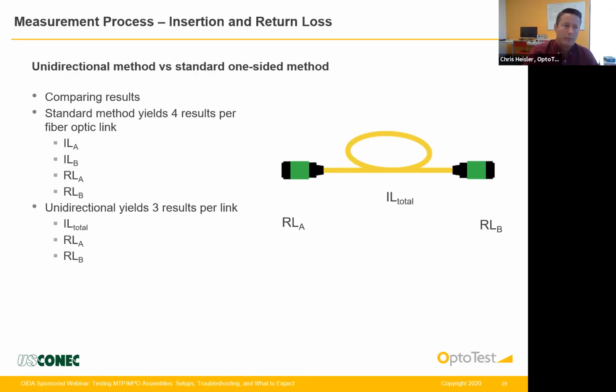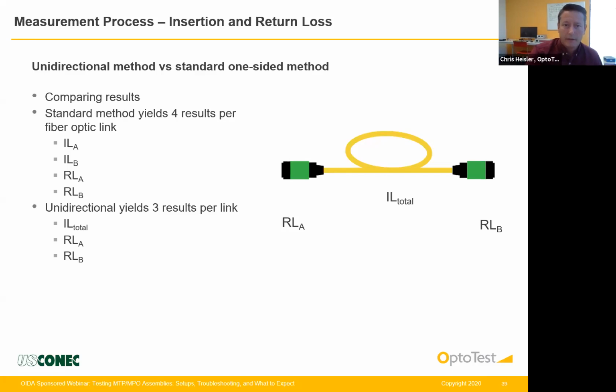So the one-sided method is still the most accurate method. However, a lot of companies are moving towards a unidirectional method because it's a much simpler setup, and they don't feel like they need to know the insertion loss of side A and side B independent of each other.